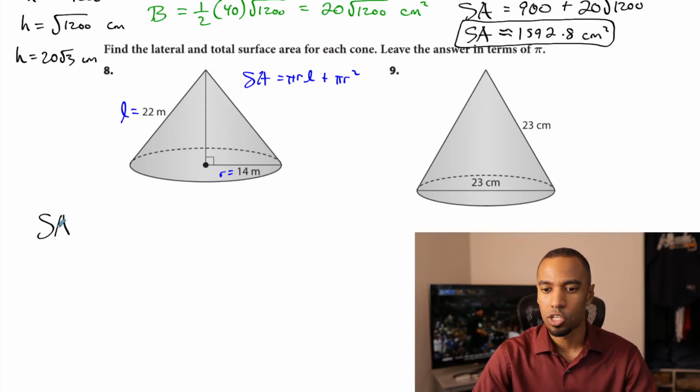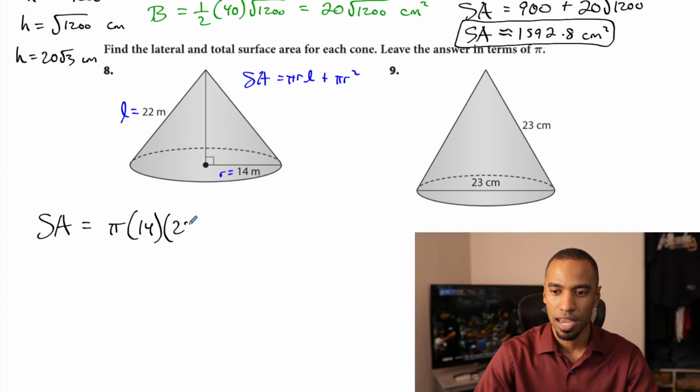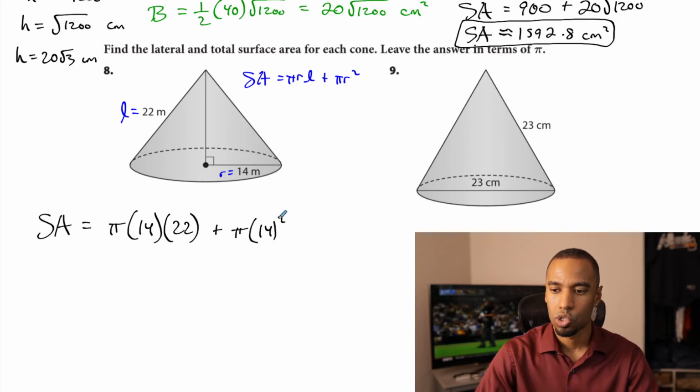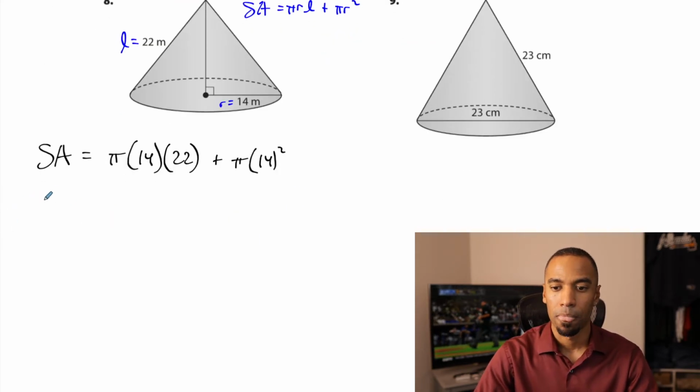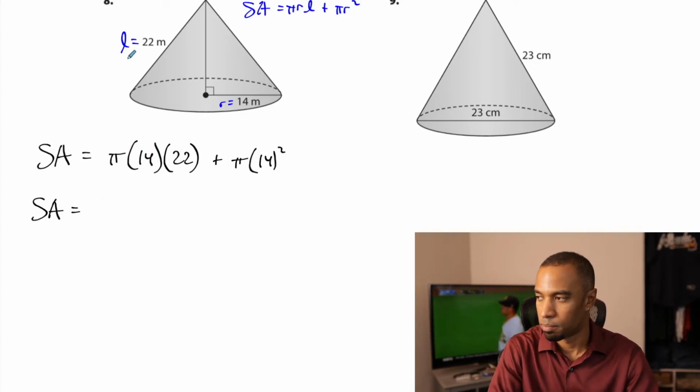The surface area for this one is going to be pi times the radius times the slant height, that's your lateral area, plus pi r squared right there, that's the area of the base. So here we go. Surface area is 14 times 22.